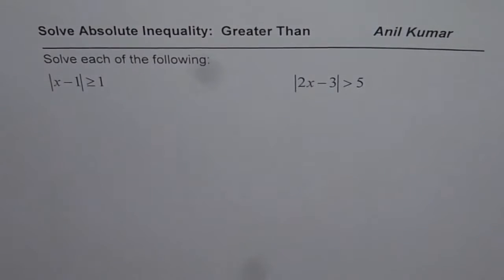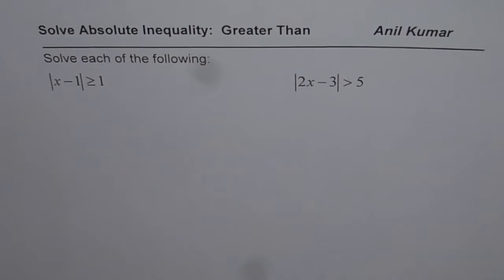I'm Anil Kumar, and in this video we will learn how to solve absolute inequality, especially when we are dealing with greater than situation. The question here is solve each of the following: absolute value of x minus 1 greater than or equal to 1, and the second one is absolute value of 2x minus 3 greater than 5. Now I will show you how to solve such inequalities using different methods.